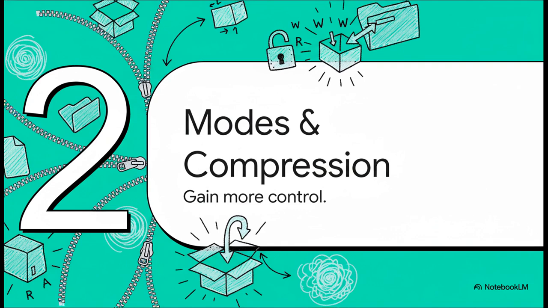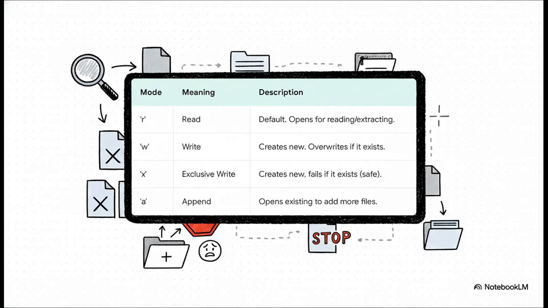Simple as that. Now, that little W for write mode, that's just the beginning. The zipfile module actually gives us a bunch of different modes, and they give us way more control over what we're doing. And this right here, this is really important to understand. So R for read and A for append are pretty straightforward, but you really need to get the difference between W and X. Using W for write is like bringing in a bulldozer. It will create a new file, but if a file with that name already exists, it will just flatten it and overwrite it without asking. For safety, X for exclusive write is your best friend.